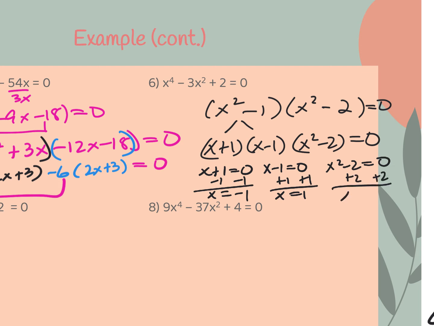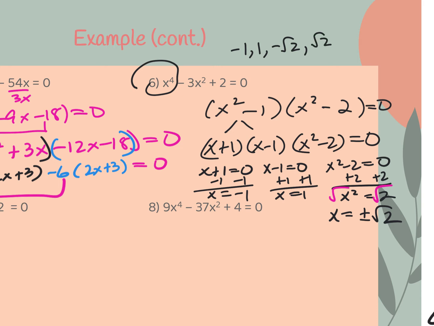Here I'll add 2. Use my square root method. So x is equal to plus and minus root 2. So I'm looking for 4 answers because it was raised to the 4th power. On WebAssign, you're going to have to enter them all separately. For my test, you could actually tell me that the answers are plus and minus 1 and plus and minus root 2. I'm okay with that.